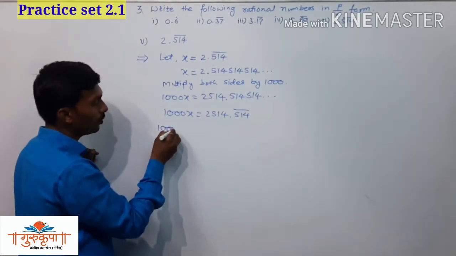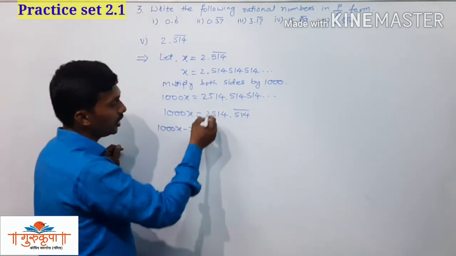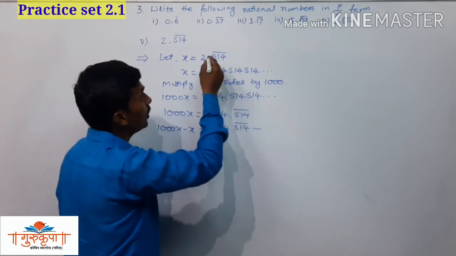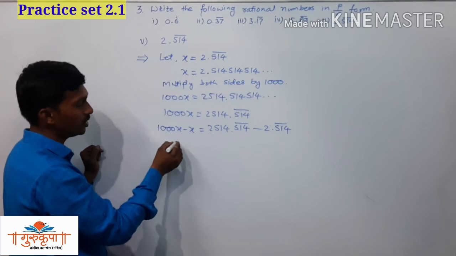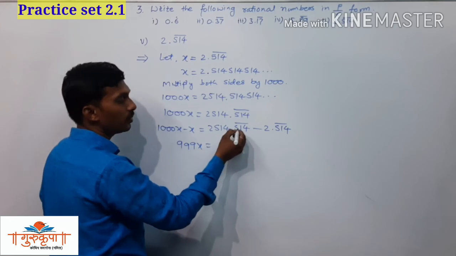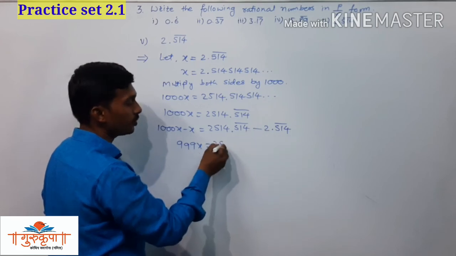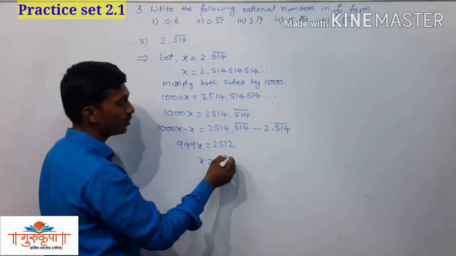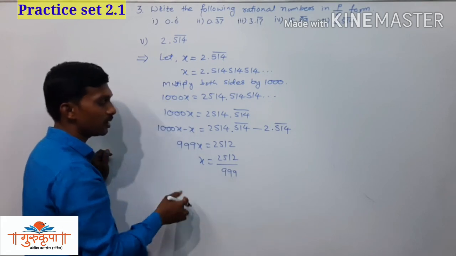So we will get 1000x minus x. Directly you can write 999x there, and here 2514 point recurring 514 minus the value of x, which is 2 point recurring 514. Now take the subtraction, 999x is equal to, recurring 514 minus recurring 514 is 0, and 2514 minus 2 is 2512. So transfer this 999 to the right side, that is 2512 divided by 999.